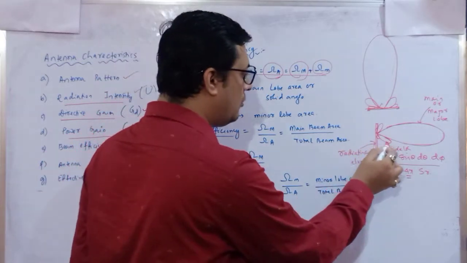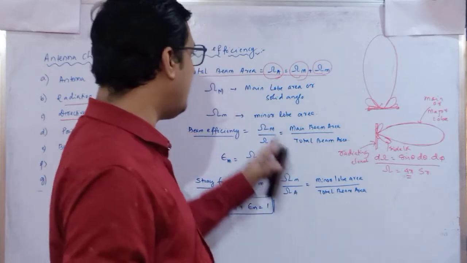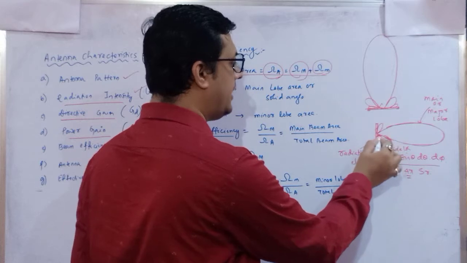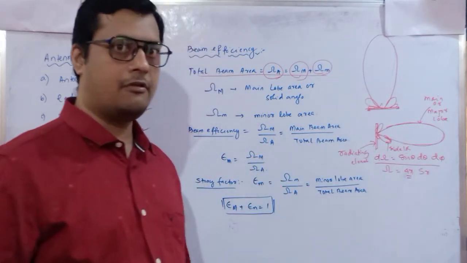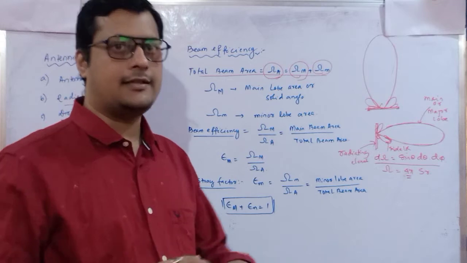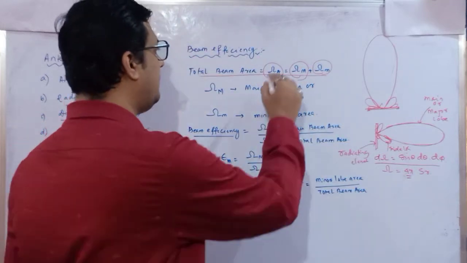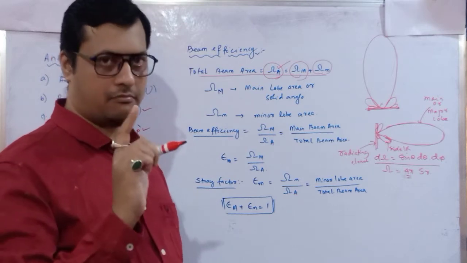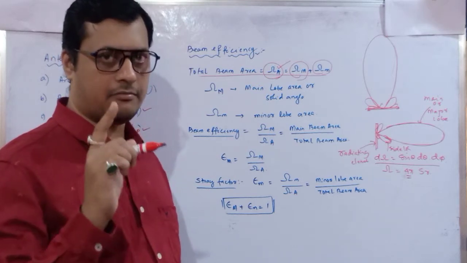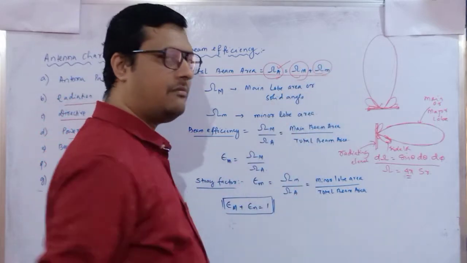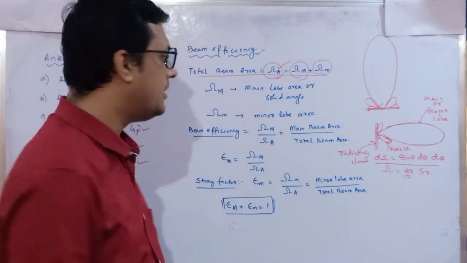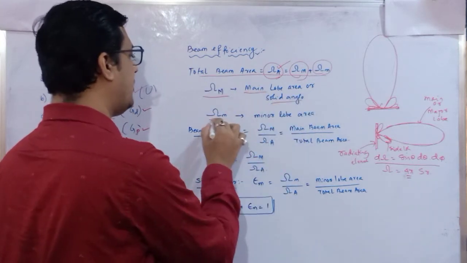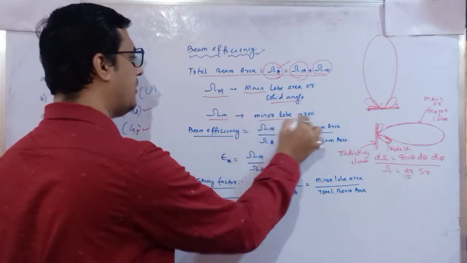So these are the small lobes, minor lobes, whatever you want to call them. This has a certain area and this has a certain area. If you add them, you will get the total beam area. So total beam area is omega A. Omega suffix capital M is for the major lobe, or the main lobe, and omega suffix small m is for the minor lobe. So here omega M is the main lobe solid angle, and omega small m is the minor lobe area.